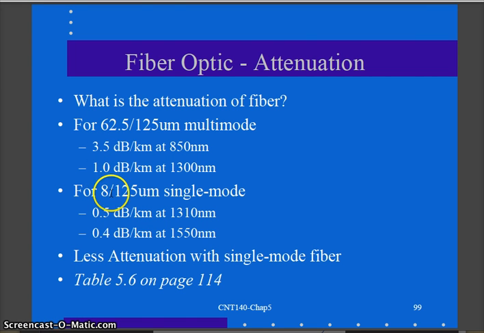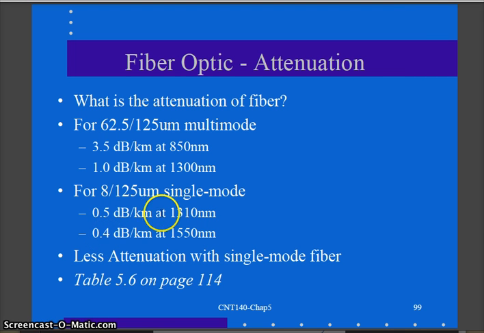If I move up to a single mode fiber, again a smaller core, laser light source, and I start using a 1310 nanometer wavelength light source, again more expensive. Single mode fiber is more expensive. 1310 nanometer light source is more expensive. I'm getting about a half a decibel per kilometer loss. And I jump up to the 1550 nanometer light source, again more expensive. I'm down to about 4/10 of a decibel per kilometer loss.